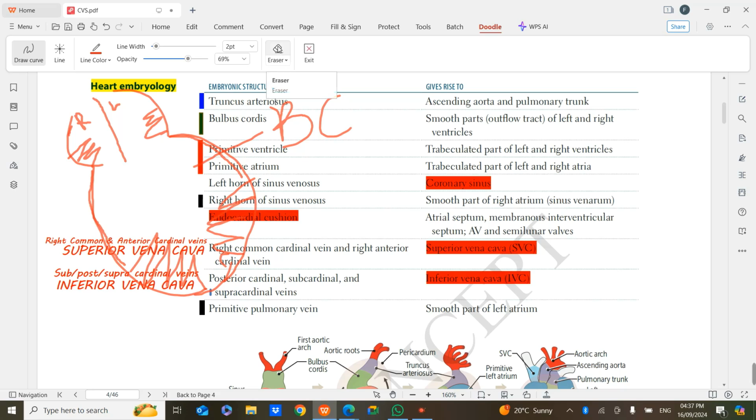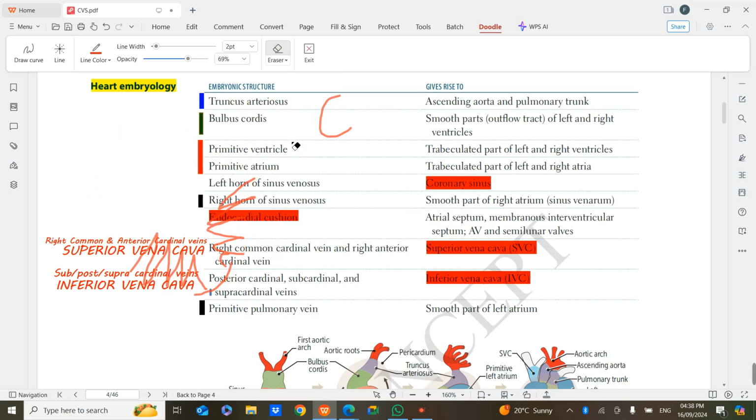We already have an idea of what is going on with the chambers. The other parts of this cardiac embryology that they can ask, we've already mentioned some of them. Truncus arteriosus. What is it going to give rise to? Everyone will shout, ascending aorta, pulmonary trunk. Very easy and straightforward. What about the endocardial cushion? We've already mentioned it: atrial septum, membranous interventricular septum, the atrioventricular and semilunar valves. Very easy and straightforward. Those valves, then the septa, endocardial cushion.